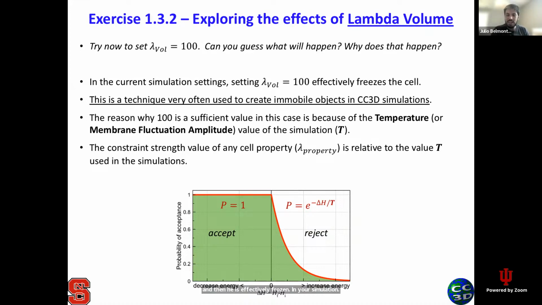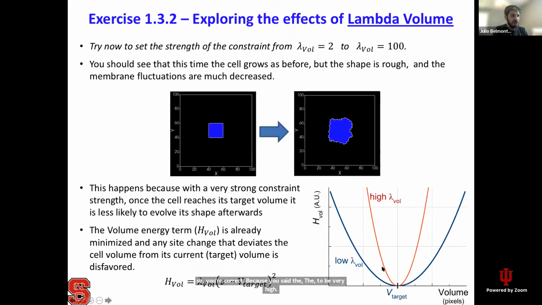Yes, Sharon, you're correct. Because you set the lambda to be very high, initially the cell is smaller than it should be, so it grows super fast. Basically every spin flip that is increasing its volume is accepted, so it reaches its target volume very fast. And that's why you have this very rough shape at the beginning.